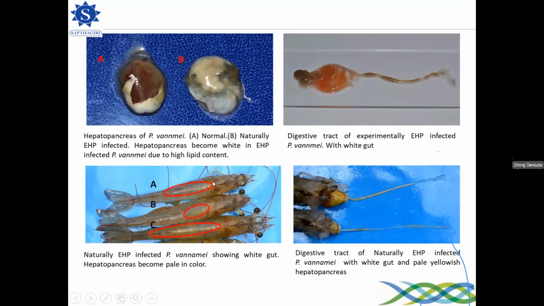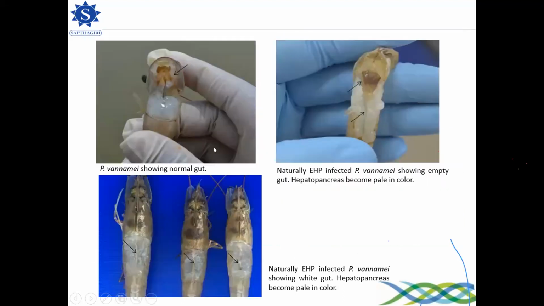This picture shows the starting of white gut. It is not a complete white gut, it's starting there, but you can see the discoloration of the hepatopancreas. So at field level, when we are observing the animals for EHP, look at this portion where the intestine and the hepatopancreas meet. If you find any discoloration, not in the outer layer but inside, that may be the indicator. You have to look there.